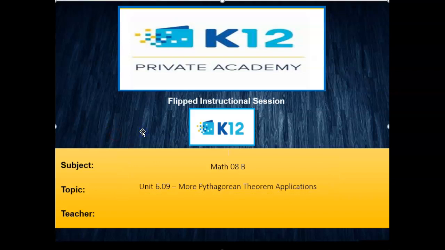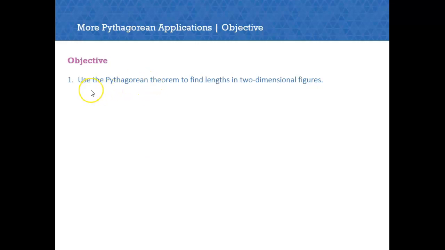Welcome to the flipped instructional session for Math 08B for Unit 609, More Pythagorean Theorem Applications. Our objective for today is to use the Pythagorean theorem to find lengths in two-dimensional figures.